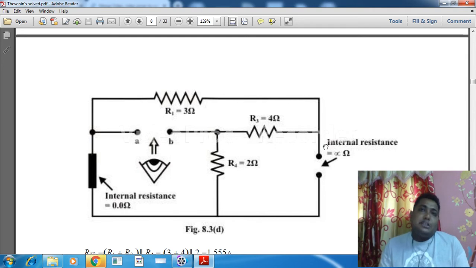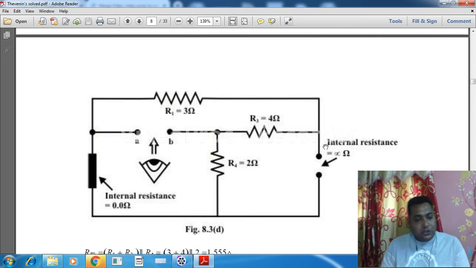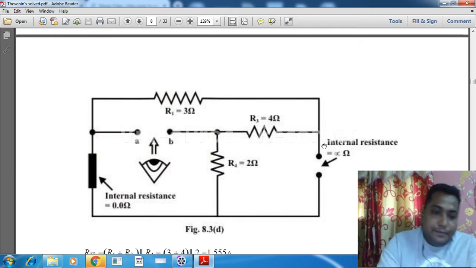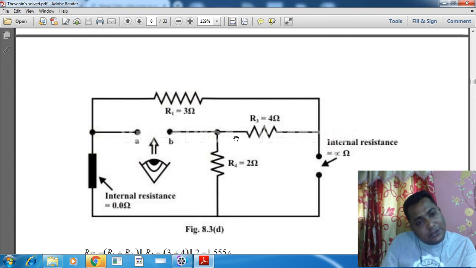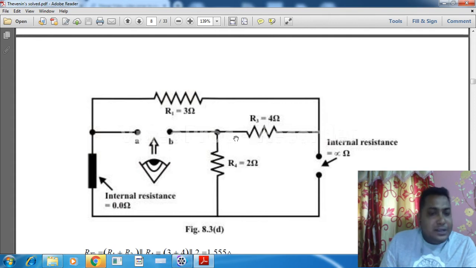So as per the rule, when a source is removed from the circuit, it should leave its internal resistance over here. In case of an ideal voltage source, internal resistance is 0. So when we are removing a voltage source, we have to make the terminal short. And in case of an ideal current source, we have infinite resistance. So when we remove a current source, we have to make the terminal open. Now find out the equivalent resistance of the circuit. That will actually give us the RTH of the circuit.